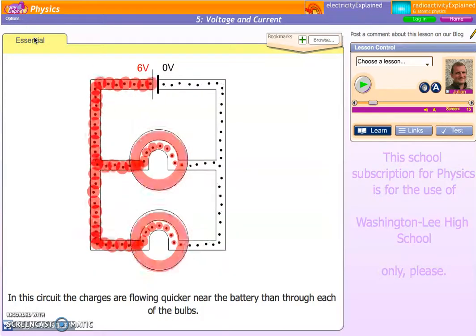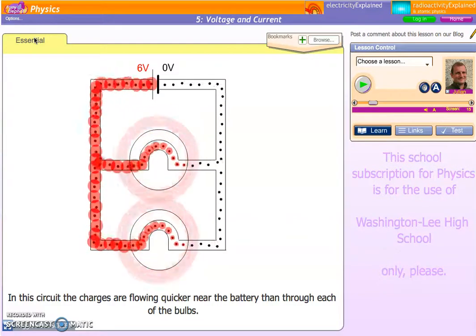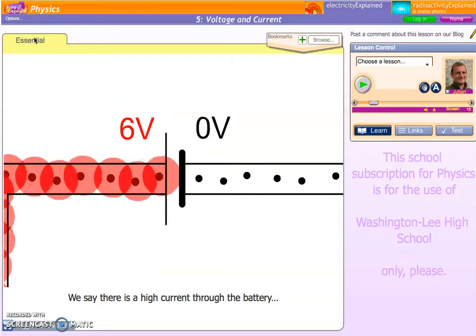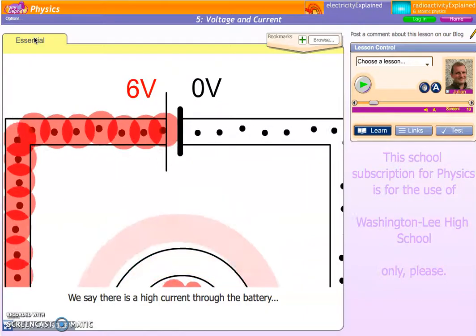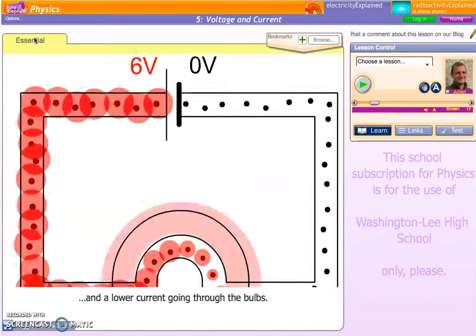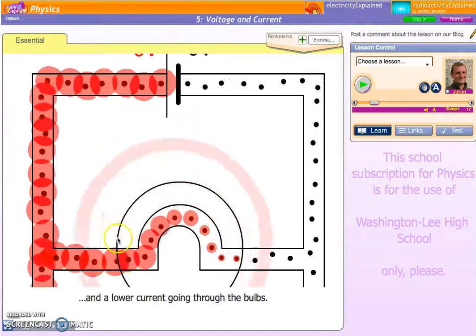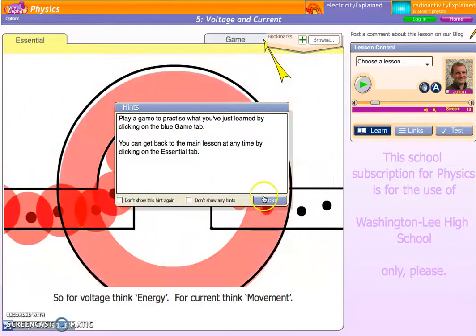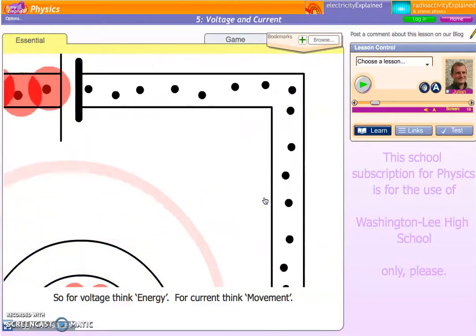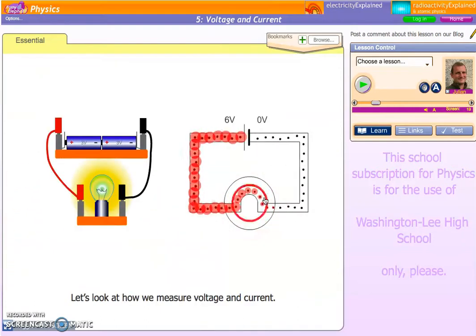In this circuit, the charges are flowing quicker near the battery than through each of the bulbs. We say there is a high current through the battery, and a lower current going through the bulbs. Okay. So for voltage, think energy. For current, think movement. Let's look at how we measure voltage and current.